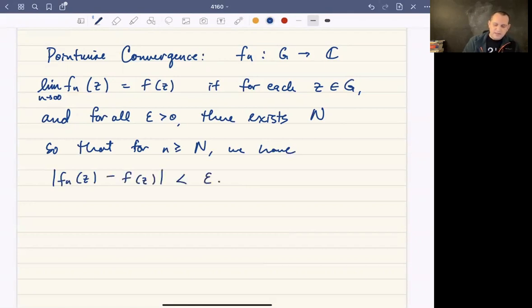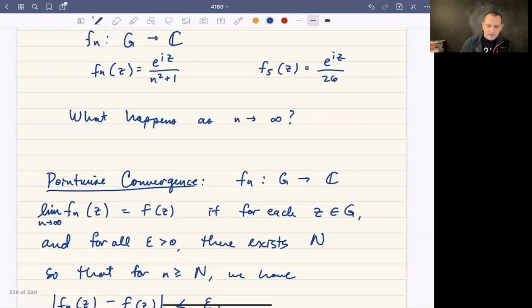Now, one thing that I have to emphasize is that pointwise convergence basically says pick a point z, and once you have a point z, you're thinking about that fixed point, say z equals 2 or pi or whatever. So if we go back up to our example, let's just pick z equals pi. We have e to the i pi over n squared plus 1. So it's just some number over n squared plus 1.